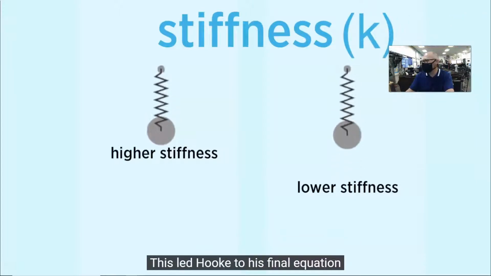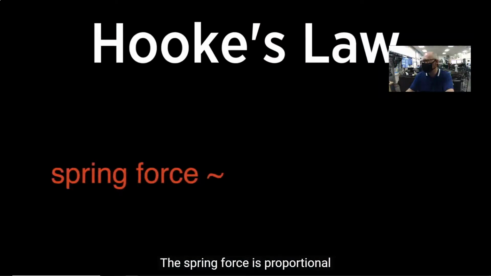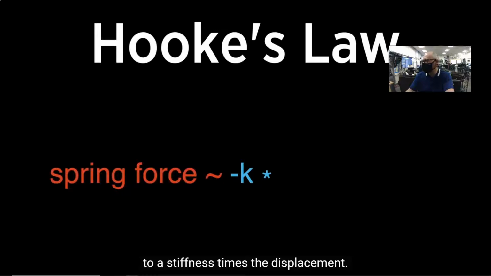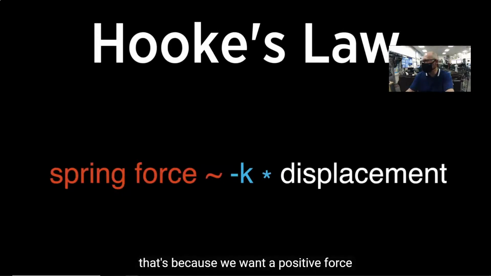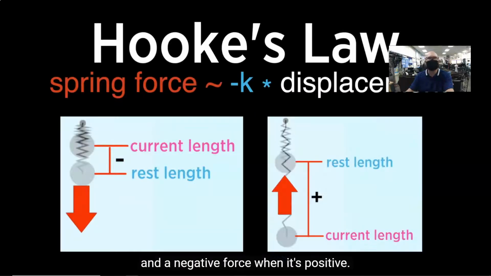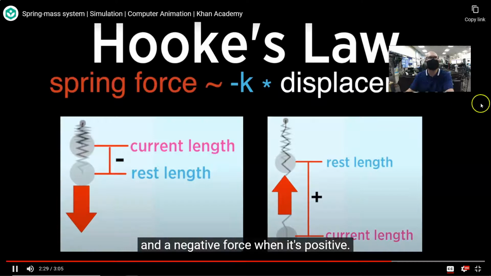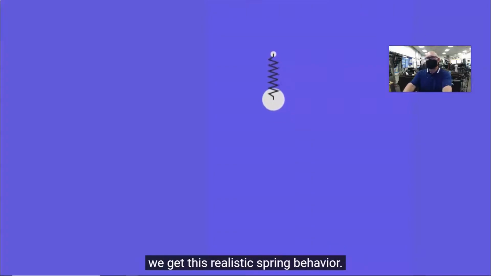This led Hooke to his final equation, which is known as Hooke's law. The spring force is proportional to its stiffness times the displacement. Notice that there is a negative sign there. That's because we want a positive force when the displacement is negative and a negative force when it's positive. If we plug this equation into the computer, we get this realistic spring behavior.